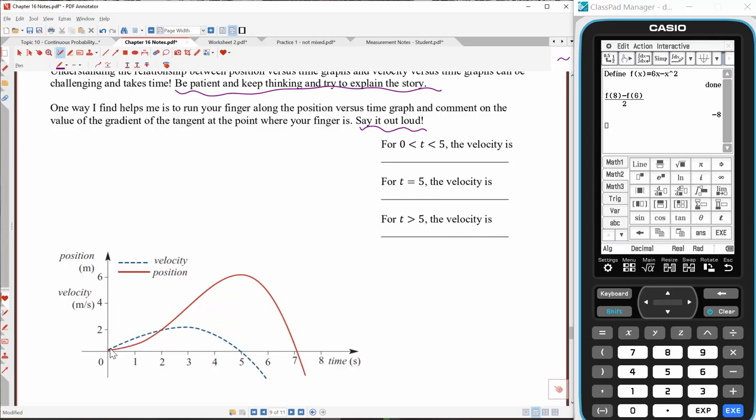All right, so what I can see here, this red graph is the position, this dotted graph is the velocity. And what's happening here is that I have a positive gradient, so I'm moving to the right, moving right, moving right. And what I decide to do is change position here.